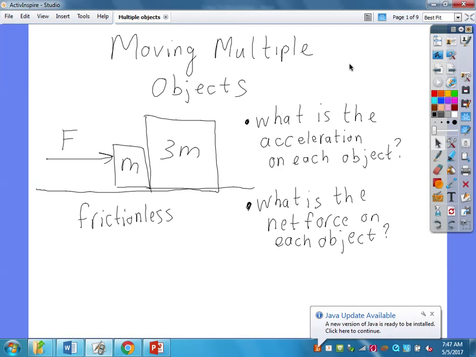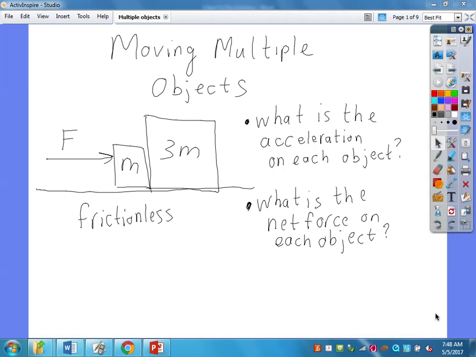Basically, we have a force pushing on box M, but M is directly next to 3M. And so basically this force is having to push both this box M and this box 3M. And so what we are primarily going to look at here is what is the acceleration on each object. These are the two most common questions on this: what is the acceleration on each object, and then what is the net force on each object?